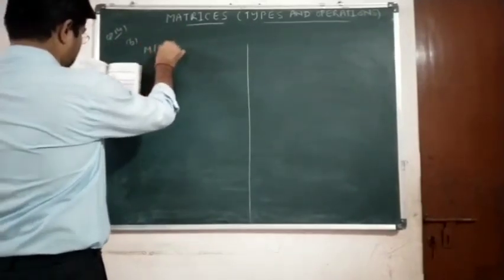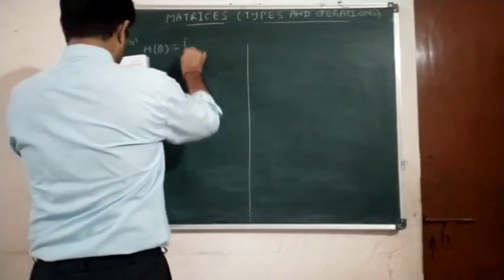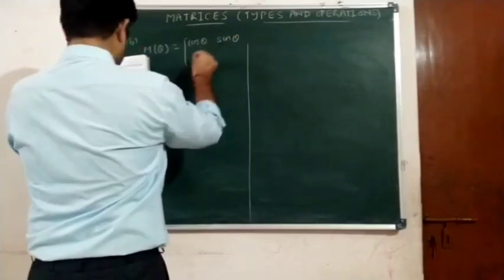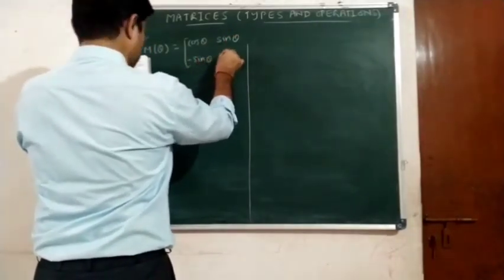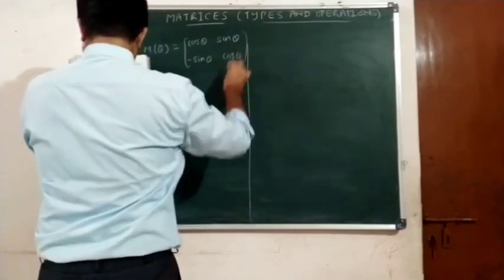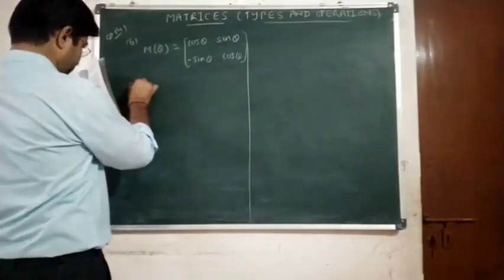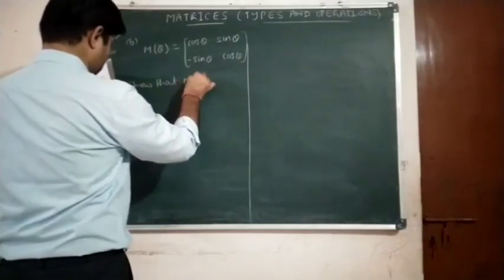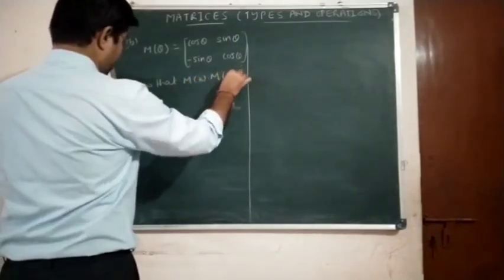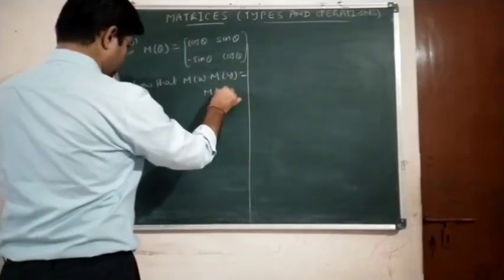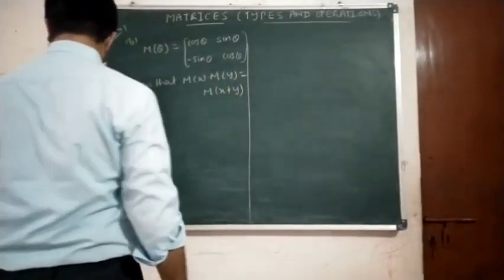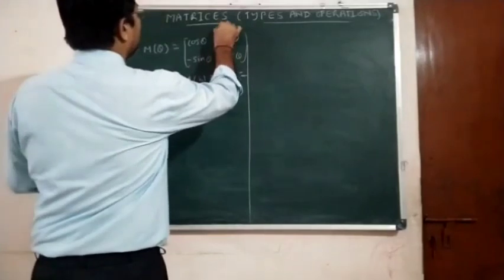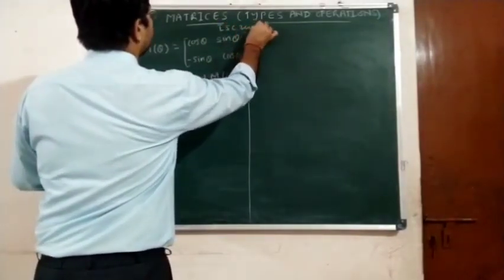Here a matrix function M of theta is given by cos theta, sin theta, minus sin theta and cos theta. We have to show that M of x into M of y is equal to M of x plus y. This is an ISC 2009 board question.